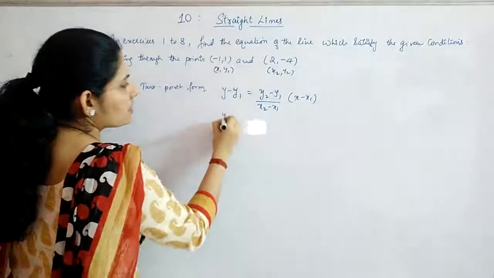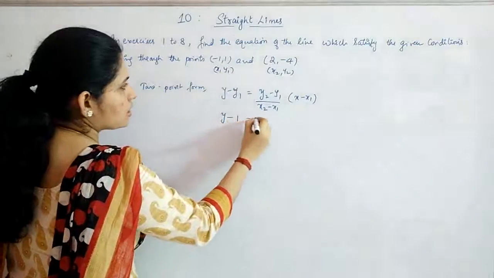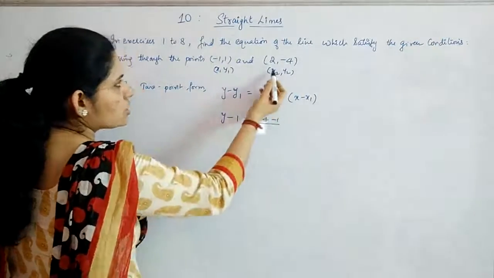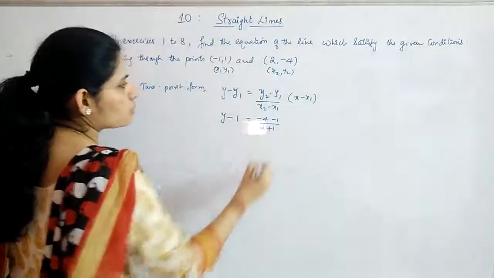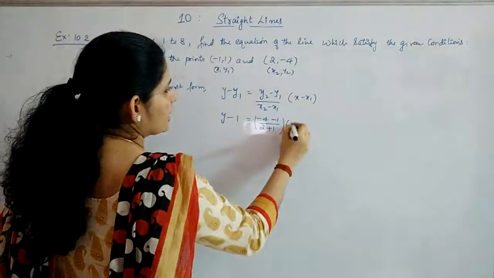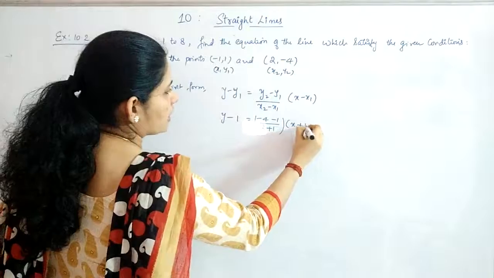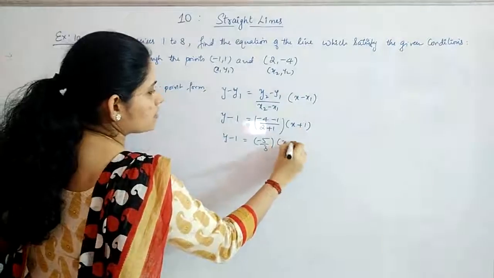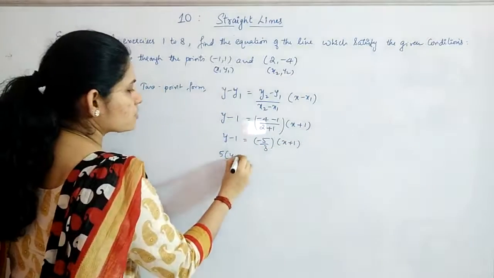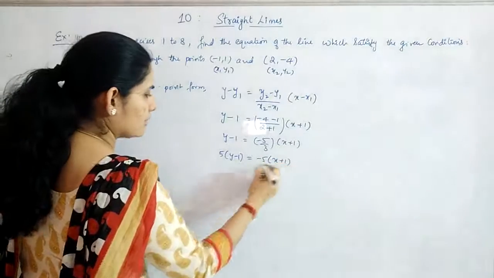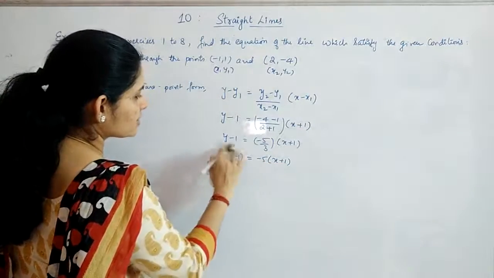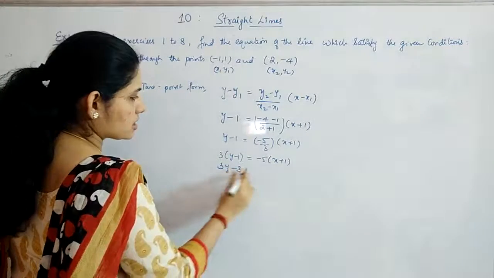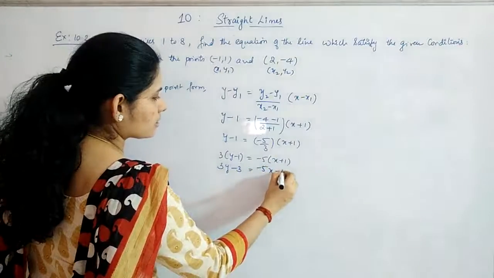You just replace the values, you'll get y minus, what is y1? 1 is equal to y2 is -4, y1 again -1 divided by 2 minus of -1, which is 2 plus 1 into x minus of -1, again x plus 1. So y minus 1 is equal to -5 by 3 into x plus 1. Cross multiplying, you'll get 3 into y minus 1, so 3y minus 3 is equal to minus 5x minus 5.